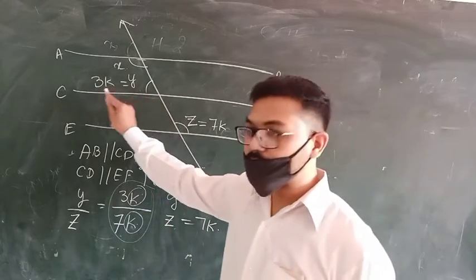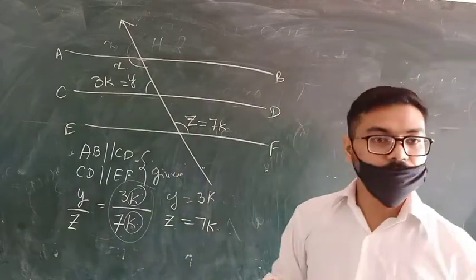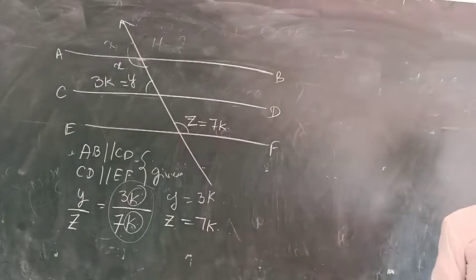Now what can you write? Y is equal to 3K and Z is equal to 7K. Any doubt in this step?